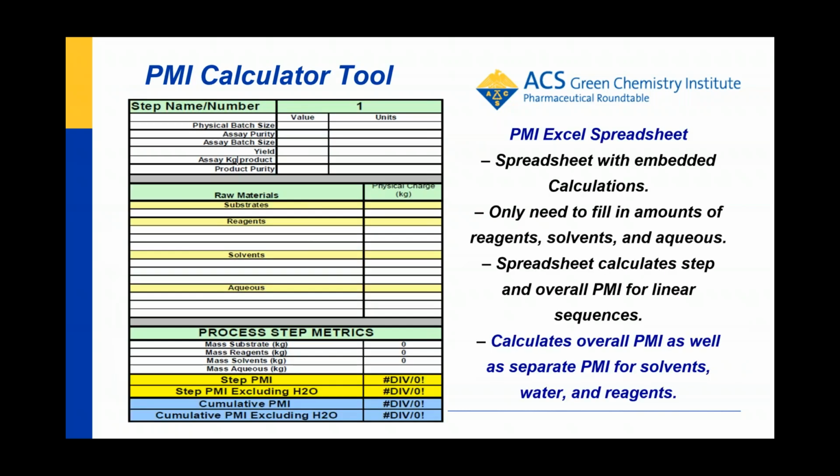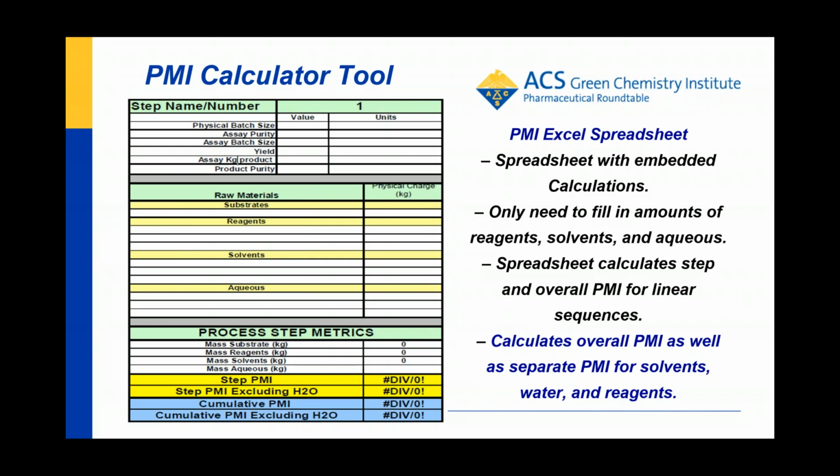Okay. We have a tool for this. It's a PMI Calculator tool, shown on this slide here, and it's readily available on the website I introduced earlier, the Pharmaceutical Roundtable website. It's basically an Excel spreadsheet, shown here, in which you need to have an idea of what your yield is and how much material you're entering for each step of the synthesis. It's a spreadsheet that has embedded calculations in.